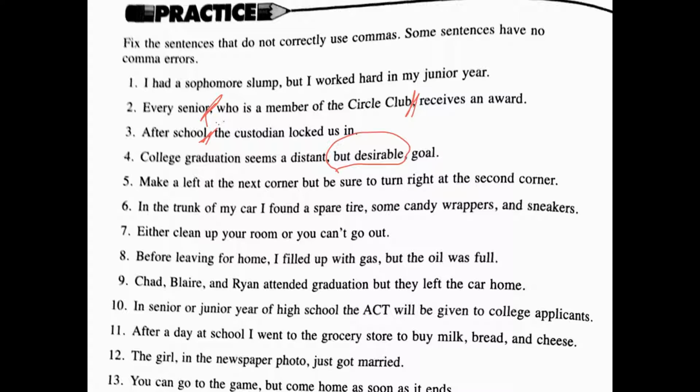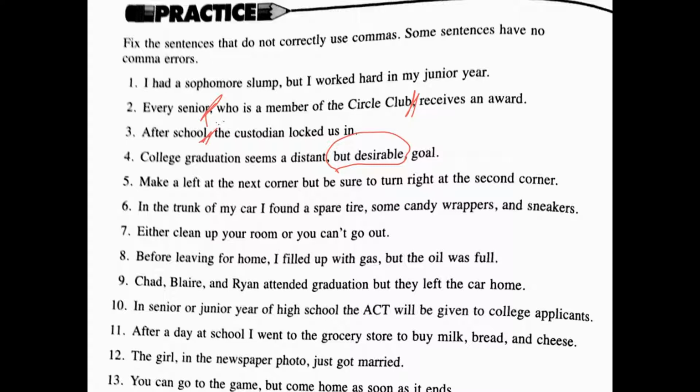But desirable is a phrase. It's an appositive phrase. When you take that out, college graduation seems a distant goal. Does that sentence make sense? Yep. Was desirable necessary to figure out the meaning of that? No. So it's one of those phrases you can take out. So those things need the commas. All right? Number 5.